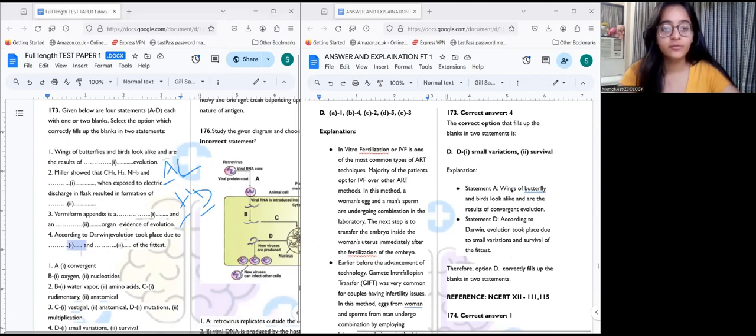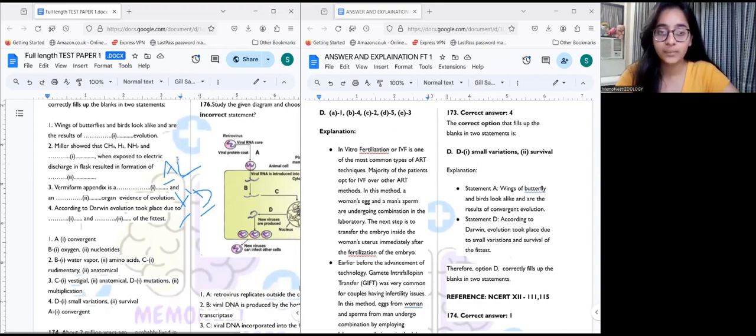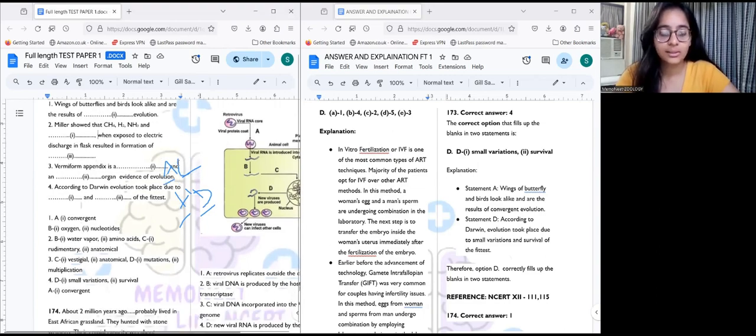So this is also we read. Vermiform appendix is what? It's a vestigial organ. It's an evidence of evolution. Okay. So the anatomical and vestigial organ. That's it. And here in this blank, what will be the answer? Will be water vapor. Along with methane, hydrogen, ammonia, and water vapor when exposed to electric flash result in the formation of what? Nucleotides or amino acids? Amino acids. So next question.